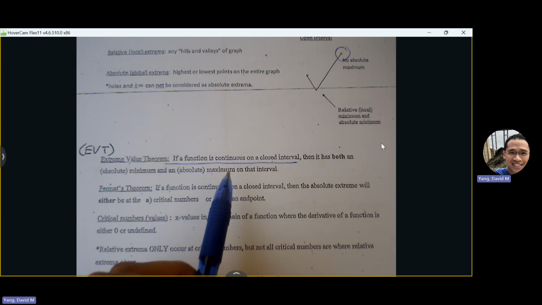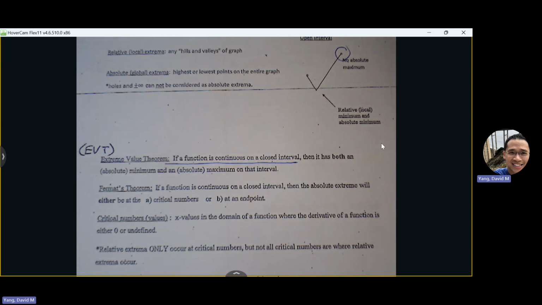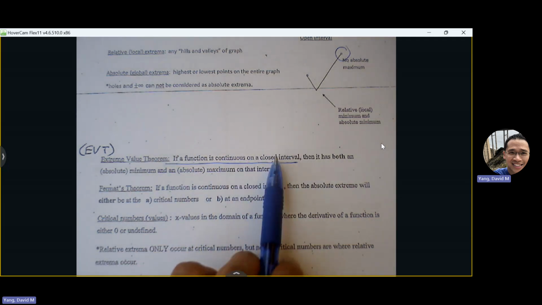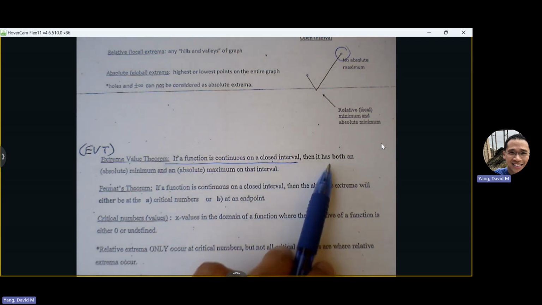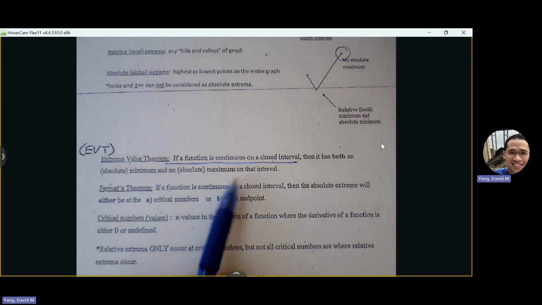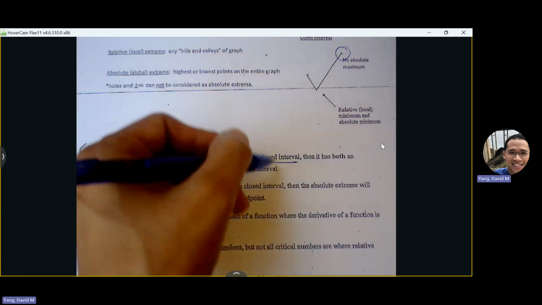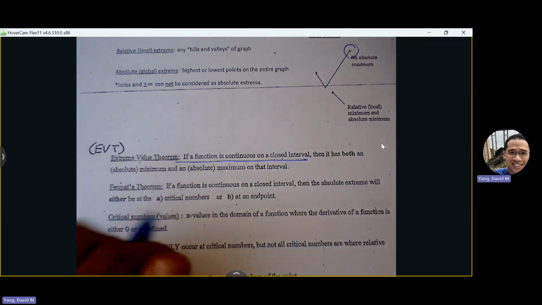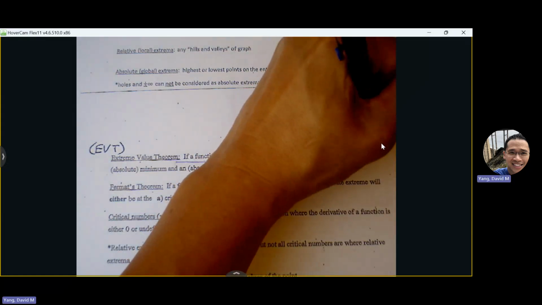Just like with IVT, I'm going to expect you to be able to state the conditions for the theorem. So if a function is continuous on a closed interval, meaning there are no breaks in the graph, then it has both an absolute minimum and an absolute maximum on the interval. The only exception to this rule is unless it's a constant.